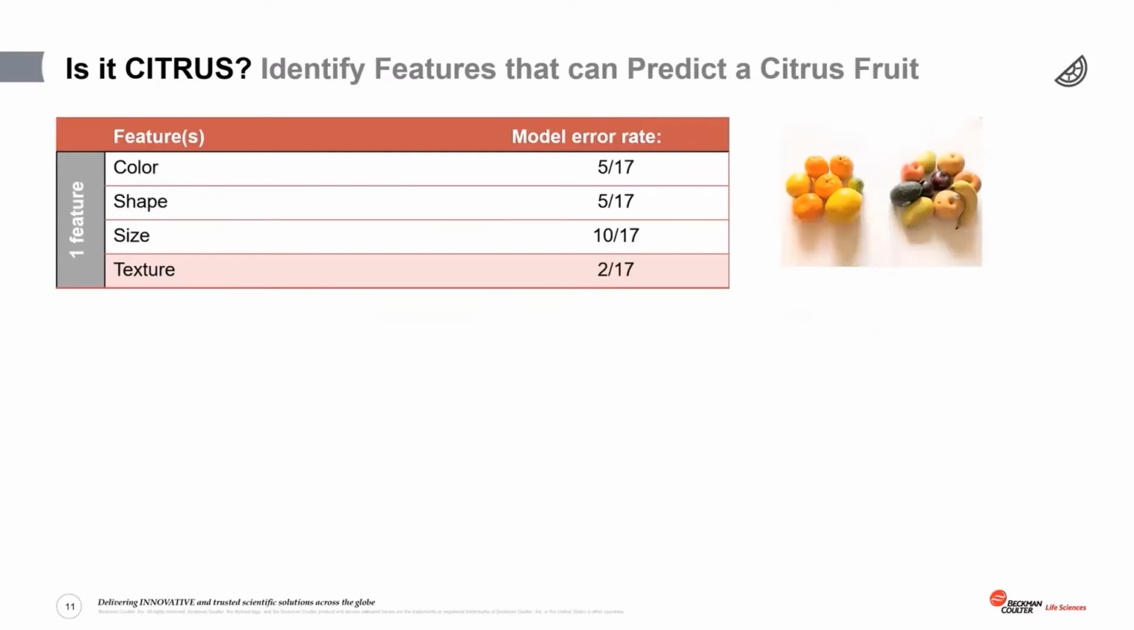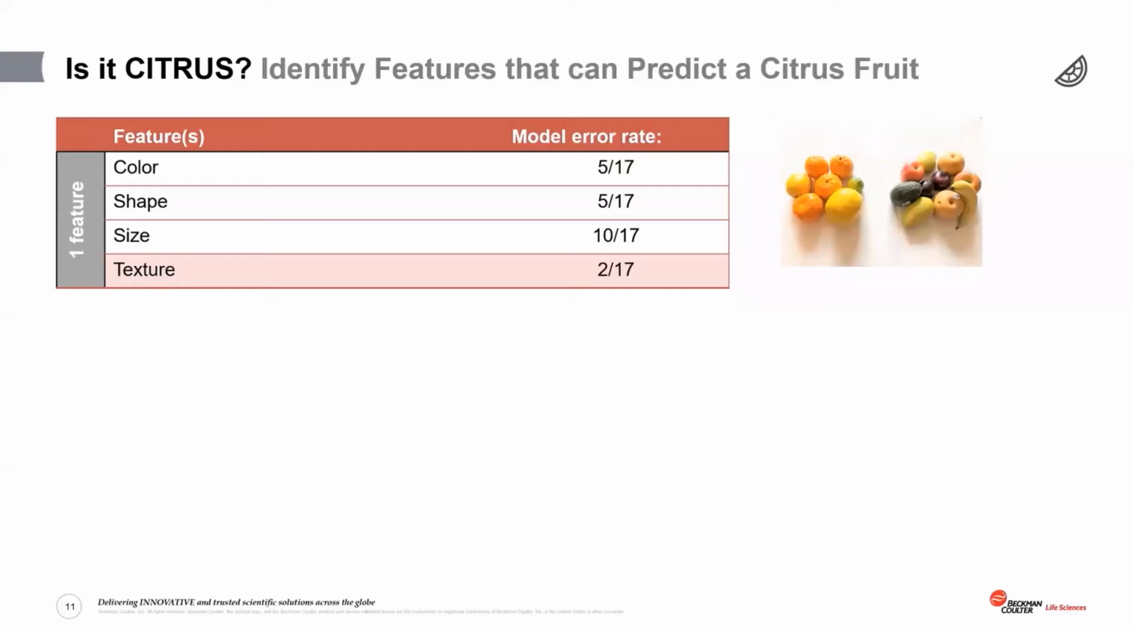So let's say I can only eat 1 fruit per day, and I really want to make sure I maximize my vitamin C intake by eating a citrus fruit. Which feature can I use to best predict which fruit is a citrus? The best I can do is to use bumpy texture, where I'll guess incorrectly only 2 out of 17 guesses, which correspond to the 2 avocados that were in my sample.